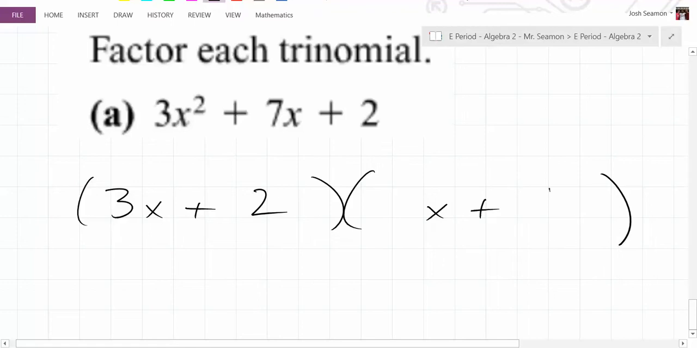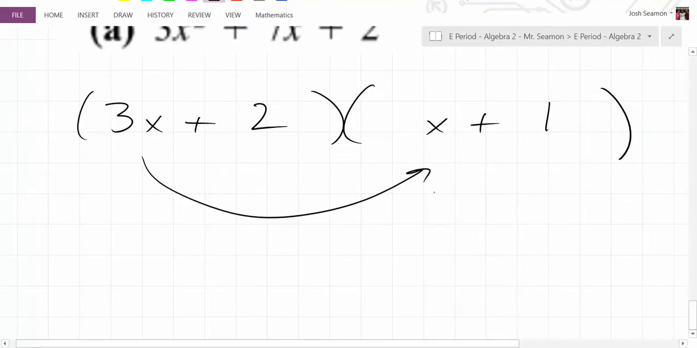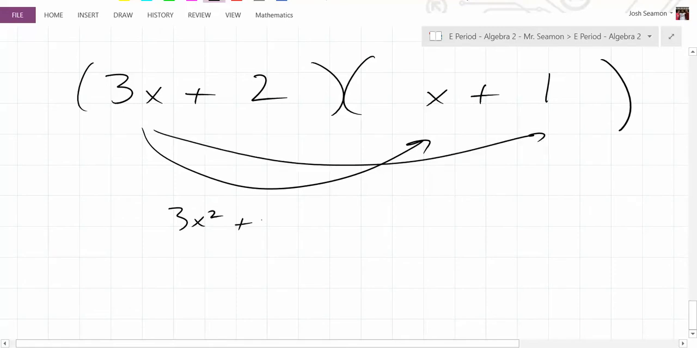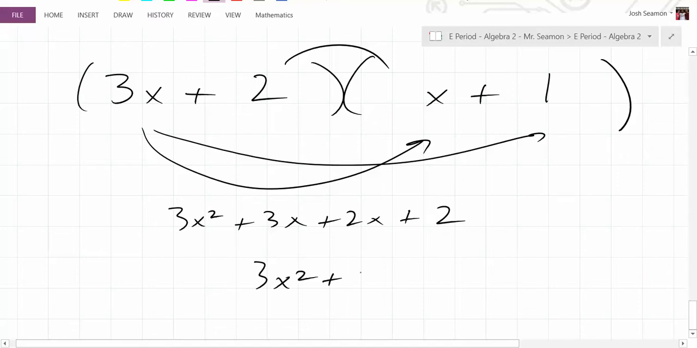Could I have chosen -2 and -1? I could have, but look at the middle term. What's the middle term? Is it positive or negative? It's positive, so both of them have to be positive. So let's test this one and see what happens. What's 3x times x, Milo? Yes. That was good. What's 3x times 1? Yep. Plus 2x plus 2. So you have 3x squared plus 5x plus 2. Is that what you want it to be? No. Is it close? So what options do we have?